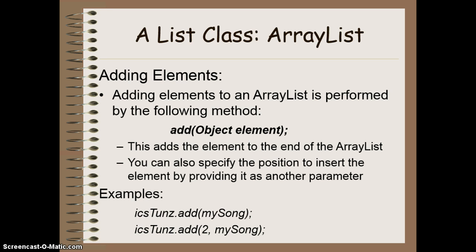If you don't want to add your element to the end of the list, you can do it by using an additional parameter by saying what position you want to insert the element into. So for example here, I've got ICSTunes.add(mySong), which would add a song to the end of my song list, or I can add it to position 2. And then whatever was in position 2 will move to position 3, whatever's in position 3 will move to position 4, and so on until I get to the end of my ArrayList.